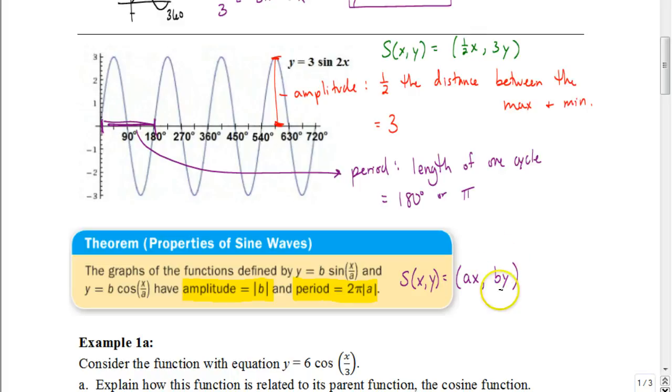It's always going to be the absolute value for the amplitude. It's always the absolute value of whatever's in front of the y. So it's always going to be a positive number, in other words. And the period is always going to be 2 pi times whatever a is, or 360 times whatever a is.